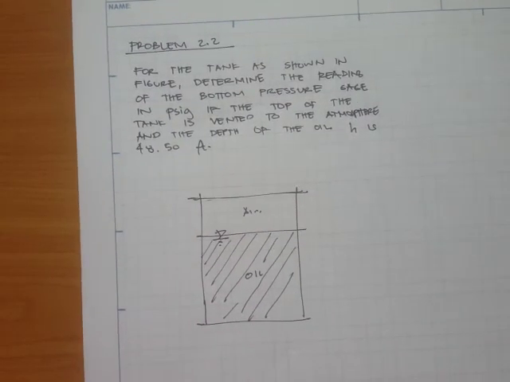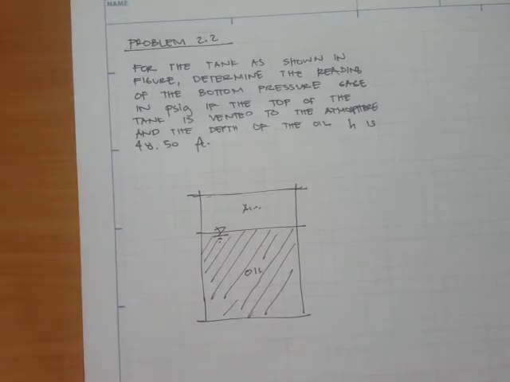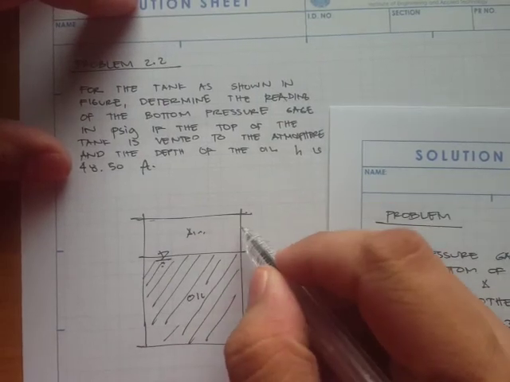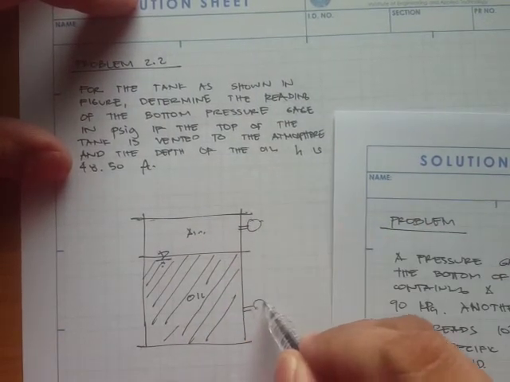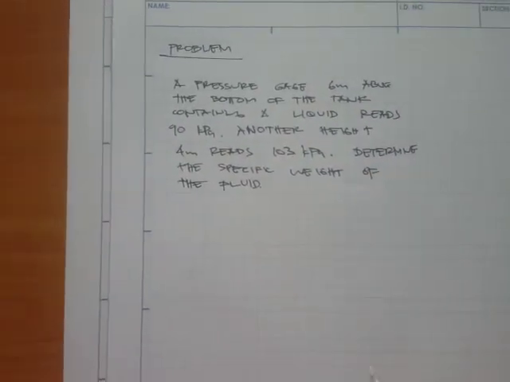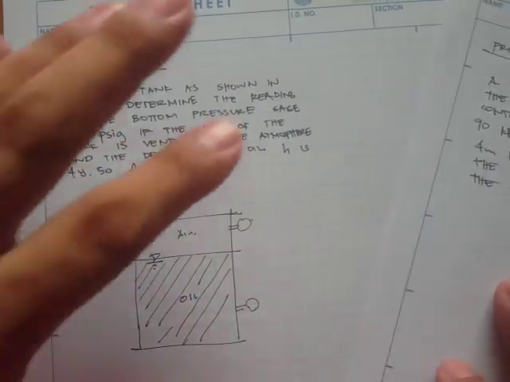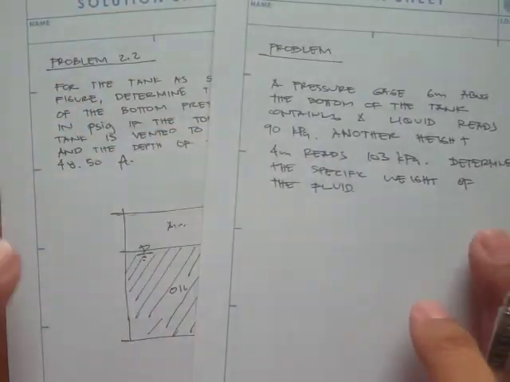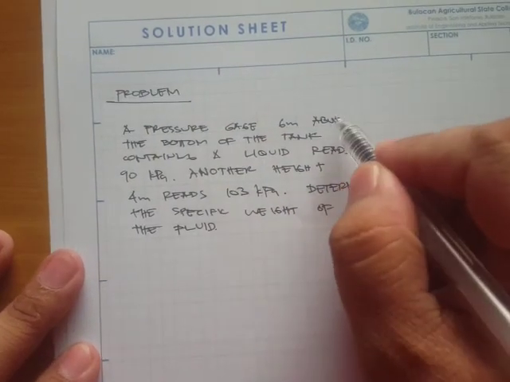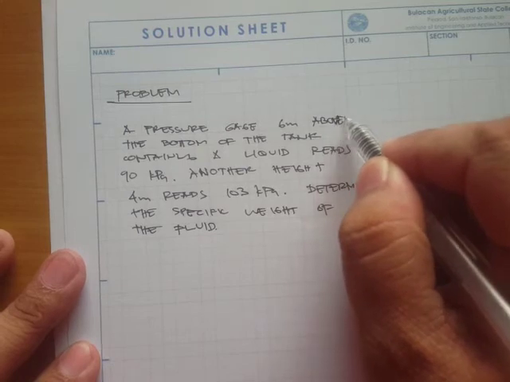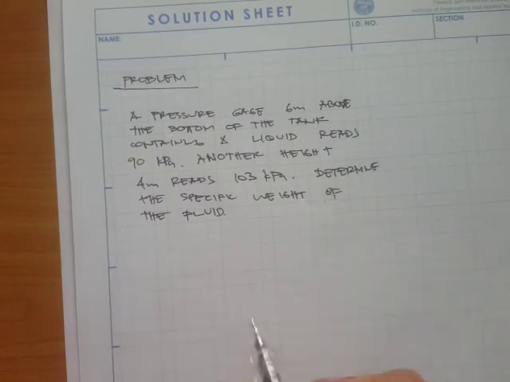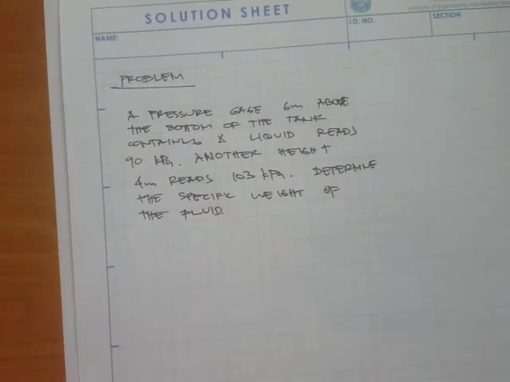By the way, I guess we'll start with a simpler one, because this one involves an interface. So it has a reading right here and then another pressure reading right here. So I guess we'll first do a problem that's simpler than this one, but later on we will solve this. For now, let's consider this problem. Okay, a pressure gauge 6 meters above the bottom of the tank containing a liquid reads 90 kPa. Another one, at a height of 4 meters, reads 103 kPa. Determine the specific weight of the fluid.